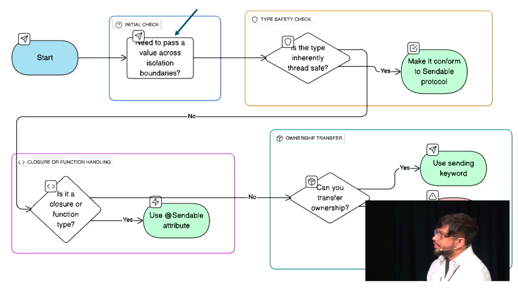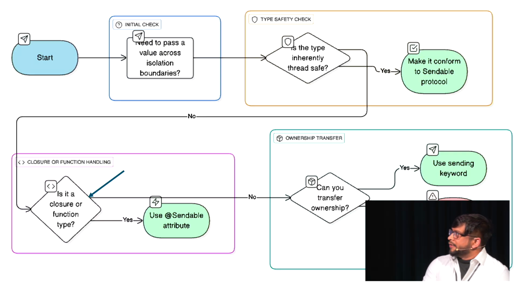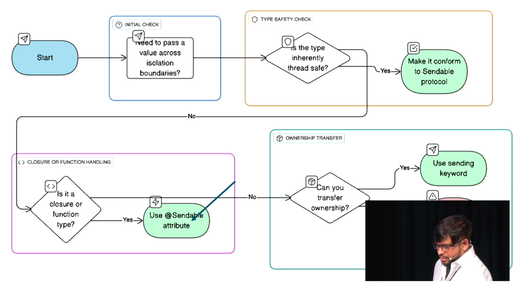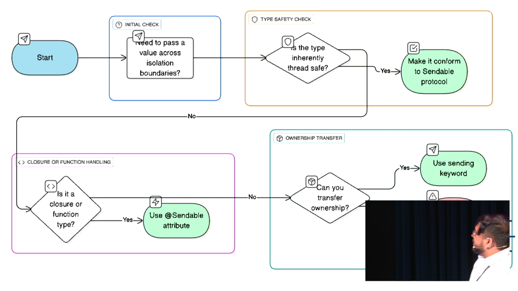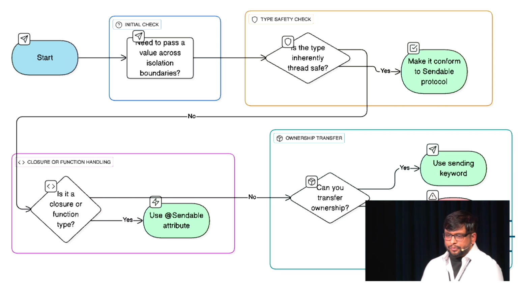So this is a decision tree. If you want to pass a value across isolation boundaries, if it is thread safe, you can go with the Sendable protocol. If it is a closure or a function type, you go with the sendable closure. And if you want to transfer the ownership, you can use the sending keyword. If not, you can redesign or use unchecked Sendable, but be careful before doing this.